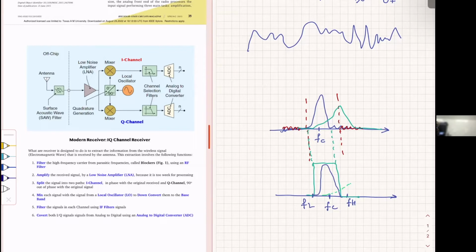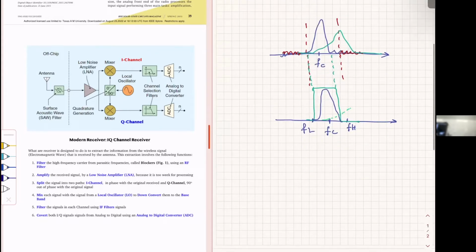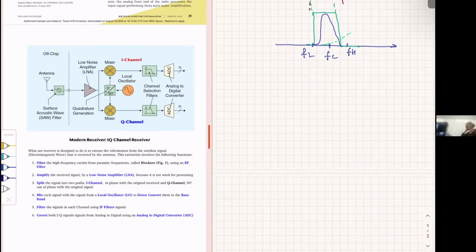So the filter does two things: it eliminates the noise of your signal, and it also blocks other, unwanted frequencies. So that is a very important filter, the first one. Then after the filter, what do we do? We go to the next one, which is a low noise amplifier. And we're going to cover that in this class.